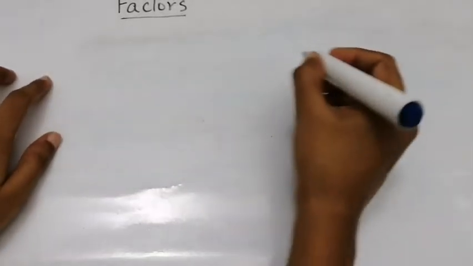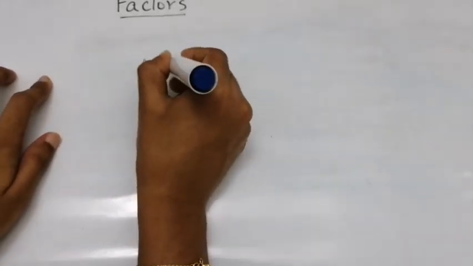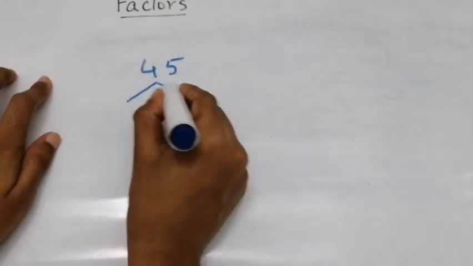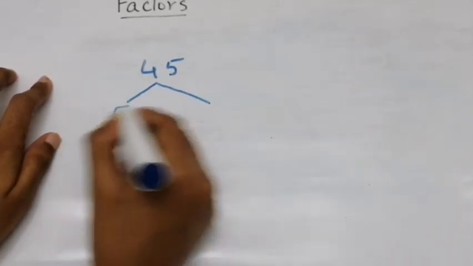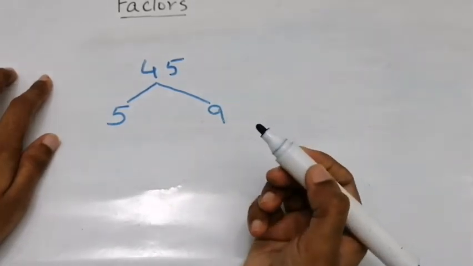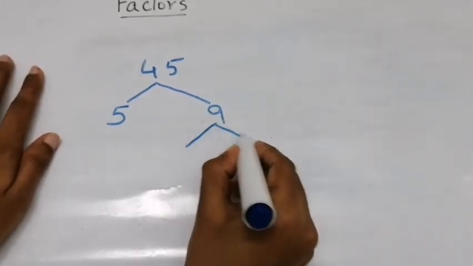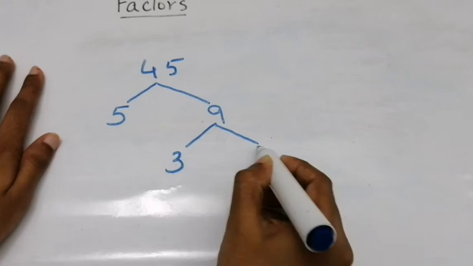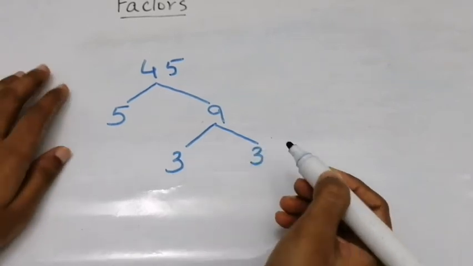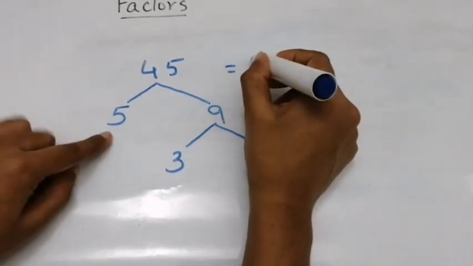Now let us take another example. 45. So 45 means how much can I take? 5 into 9 is 45. Yes or no? Simple one. Then 9 means 3 into 3. Now do you have to simplify? No, don't simplify.